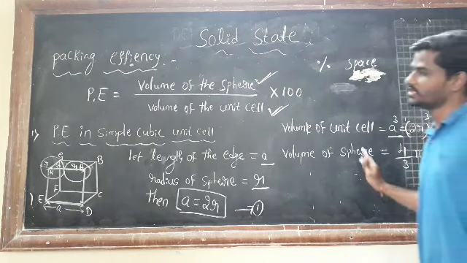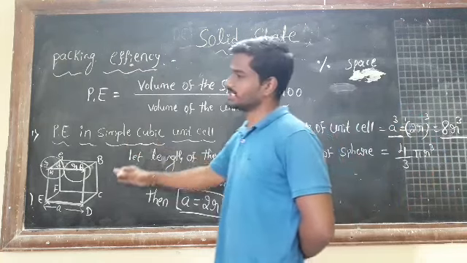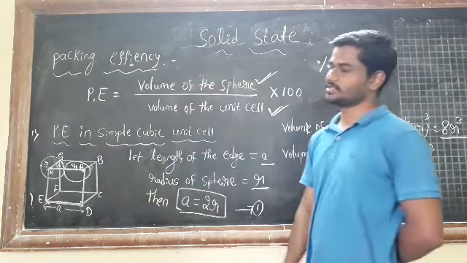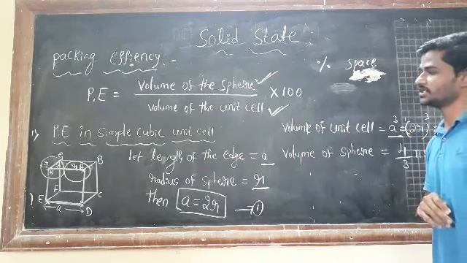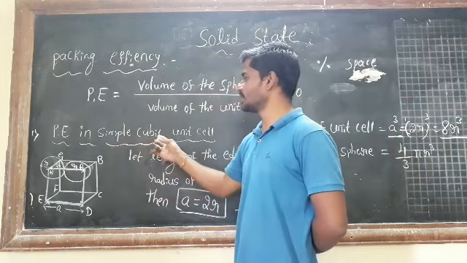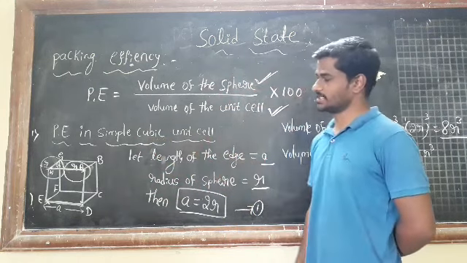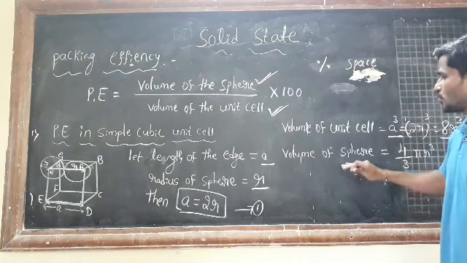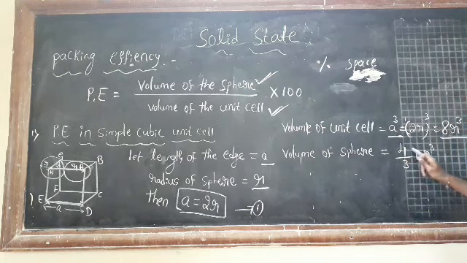So how many particles are present in the simple unit cell? In the last class, we learned that there is only one particle present in the simple cubic unit cell. We consider the particle a sphere, so the volume of the sphere is 4 by 3 pi r cube. From mathematics, the volume of the sphere is 4 by 3 pi r cube.